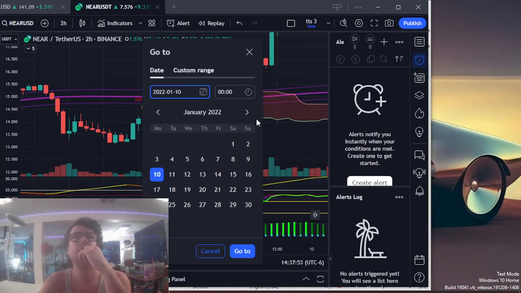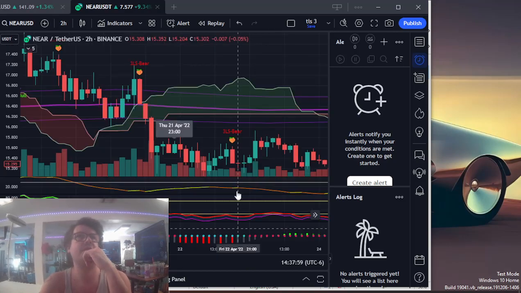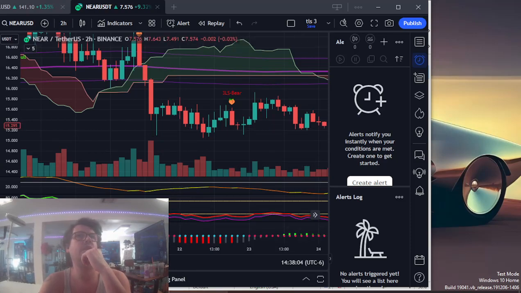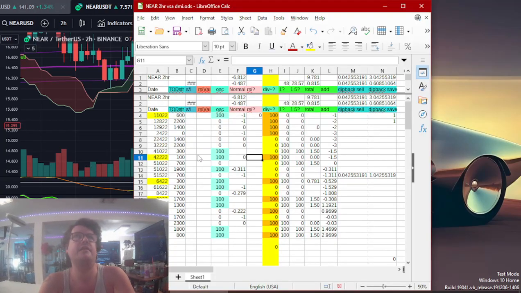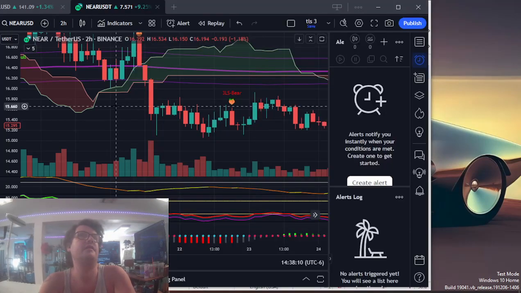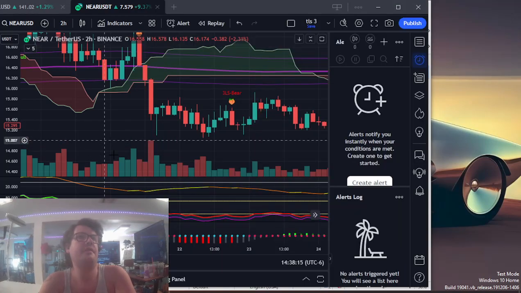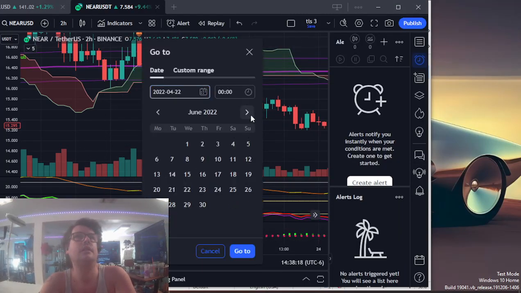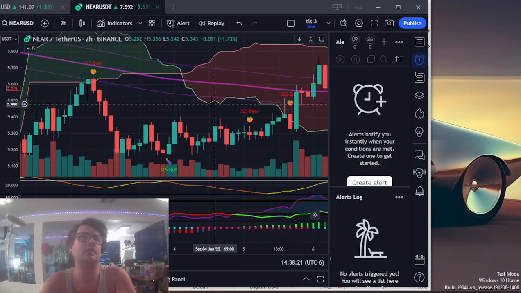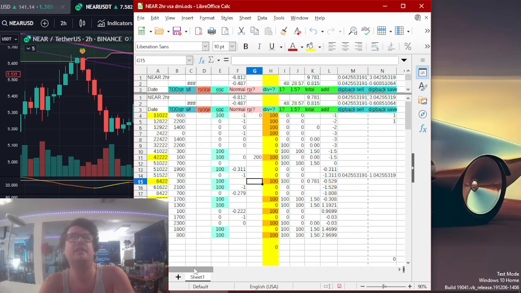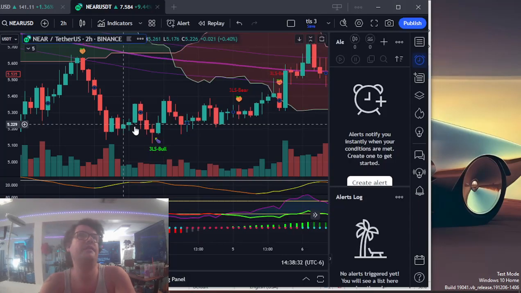422.1. Sometimes you get scare wicks. 422.1, that is in the overbought, so that doesn't count. Yep, that would be a stop out. 643. That is in the overbought. That did make some profit.